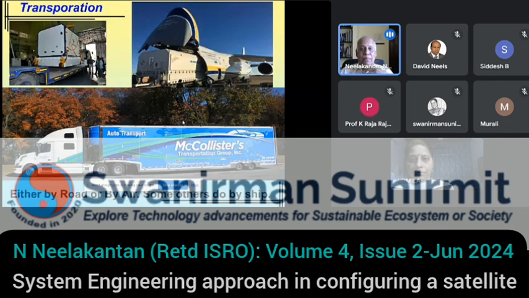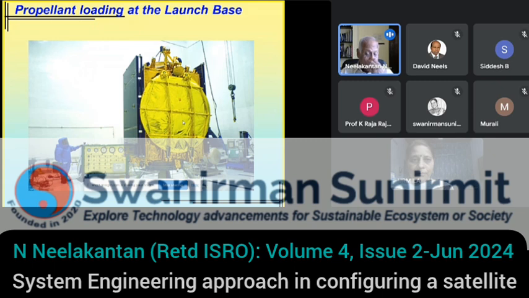The spacecraft is made ready for shipment to the launch base. It is encapsulated and transported either by road or through air. I have shown some schematic figures; these are all actual figures, either by road or by air. Some others also do the shipping by sea. Once it reaches the launch base, the spacecraft is tested for the effects of ground, air or sea transport, to see that there are no negative effects. One quick functional test is done. Then the propellant is loaded in the spacecraft, only at the launch base.